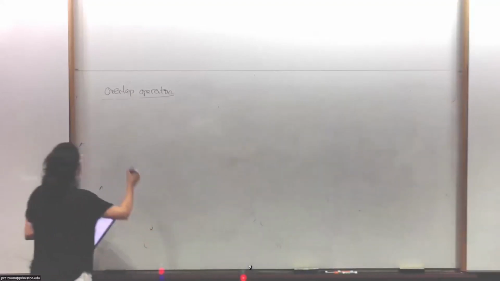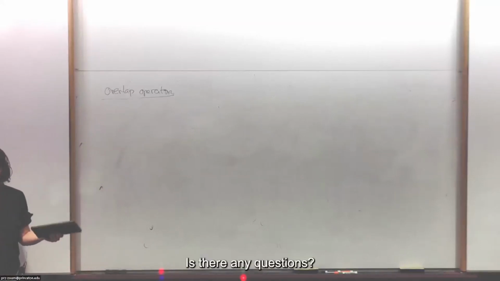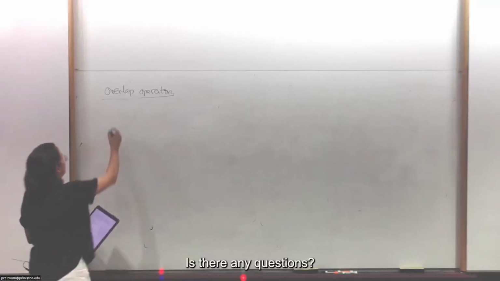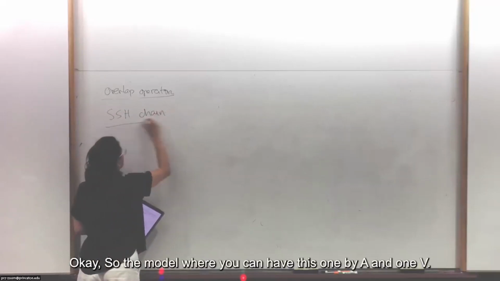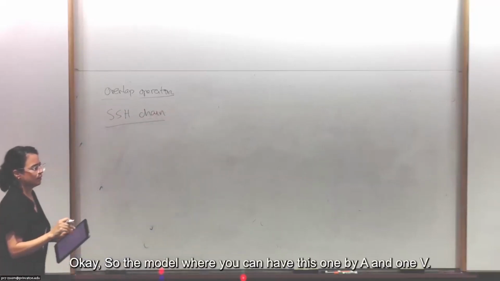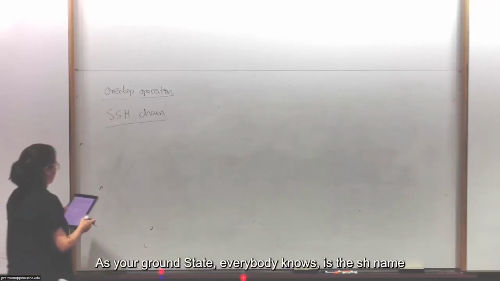Okay, so the model where you can have this 1A and 1B as your ground states, everybody knows is the SSH model. How am I doing that? You got about 15 more. Okay, so I need to hurry up.